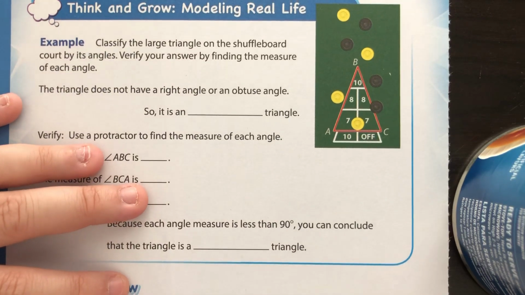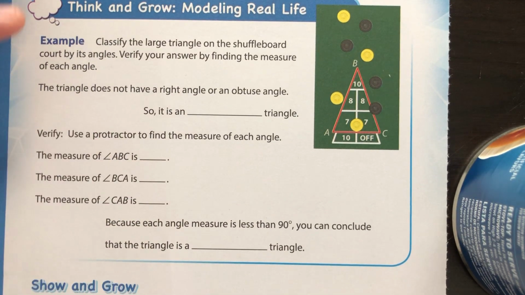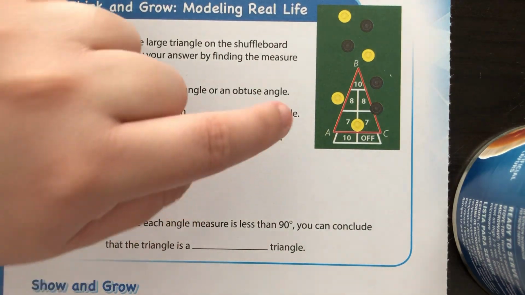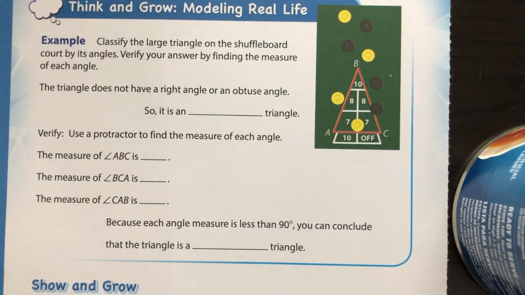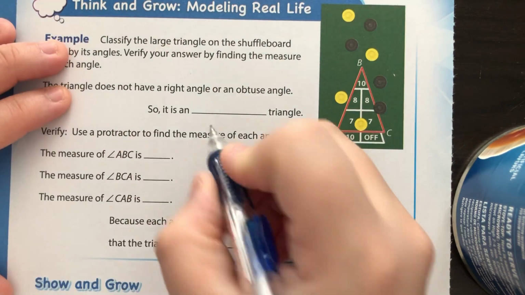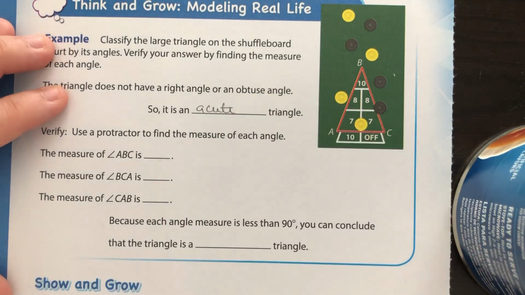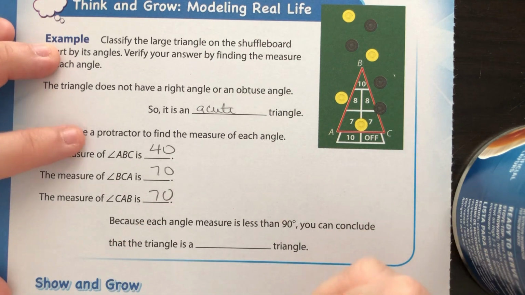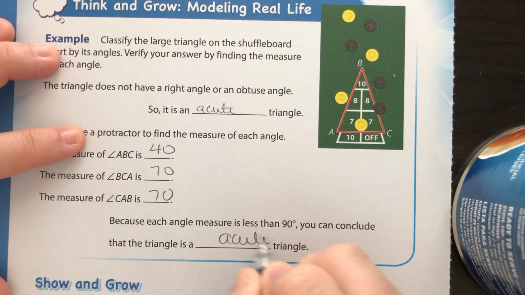Next, classify the large triangle on the shuffleboard court by its angles. Verify your answer by finding the measure of each angle. Now, we cannot do this problem fully because we cannot measure the angles. We don't know how to do that with a protractor. We're skipping that skill as explained earlier. So I'm just going to let you know that this is an acute triangle. The measurements would have been 40, 70, and 70, which would still make it an acute triangle because they were all less than 90.